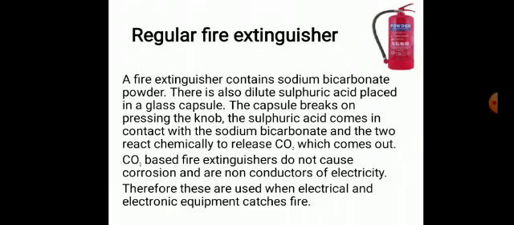Now let us study about the regular fire extinguisher. A fire extinguisher contains sodium bicarbonate powder. There is also dilute sulfuric acid placed in a glass capsule. The capsule breaks on pressing the knob. The sulfuric acid comes in contact with the sodium bicarbonate and the two react chemically to release carbon dioxide which comes out. CO2 based fire extinguishers do not cause corrosion and are non-conductors of electricity. Therefore, these are used when electrical and electronic equipment catches fire.